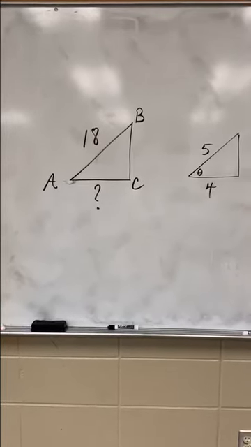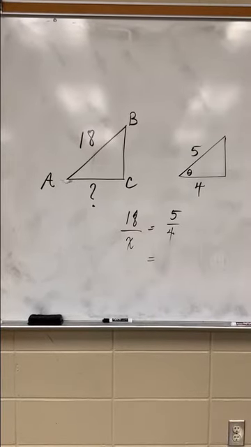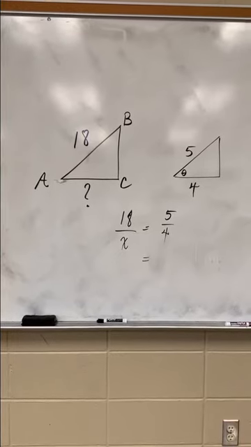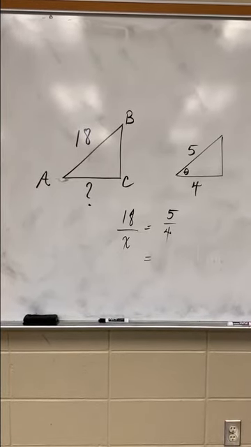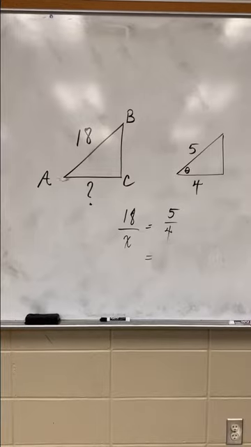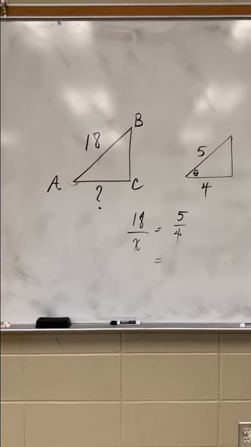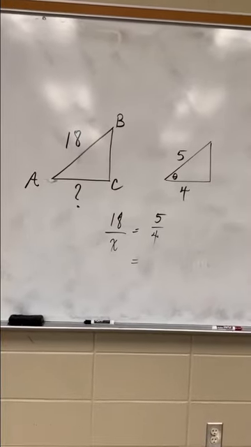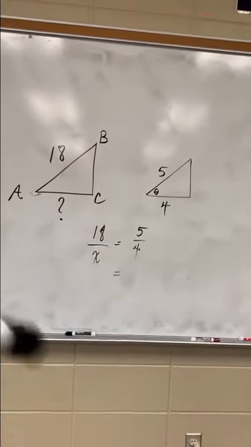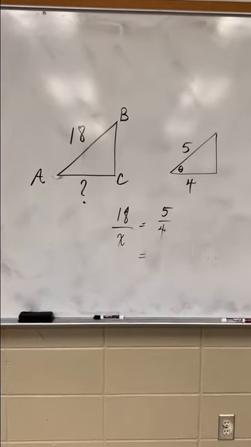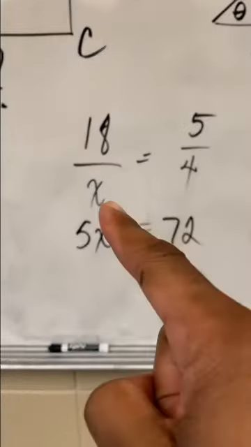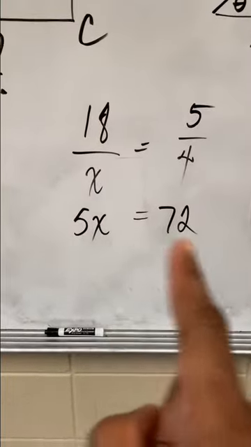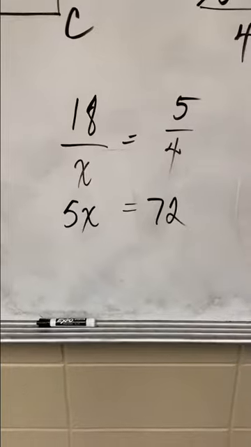So I'm about to set this problem up. And there it is. I have 18 over x. Now I have a 5/4. And if you remember how this works, anytime you set two ratios equal to each other and you're looking for a missing value, the word we like to use is cross multiplication. Basically, you diagonally multiply to get to your solution. So 5 times x is 5x. 18 times 4 is 72. Divide both sides by 5 and you'll have your answer.